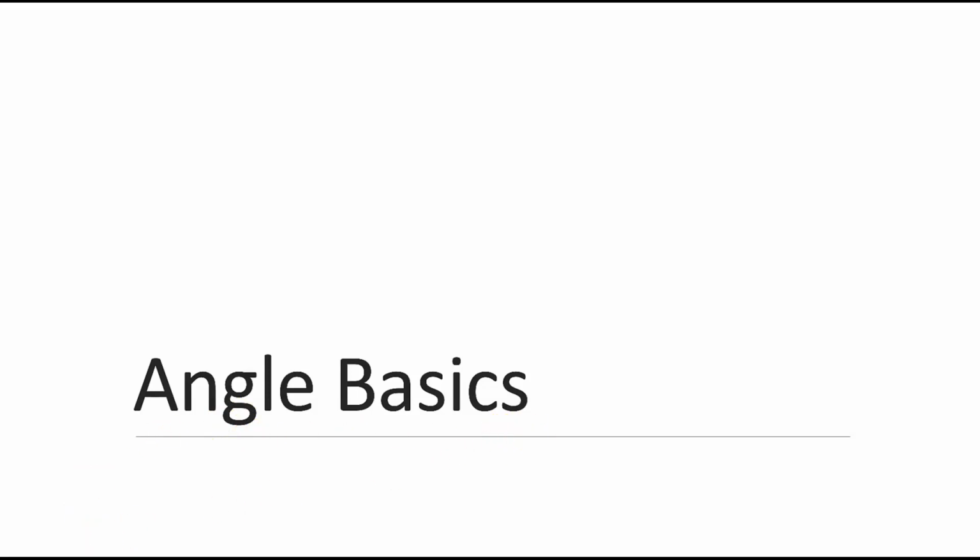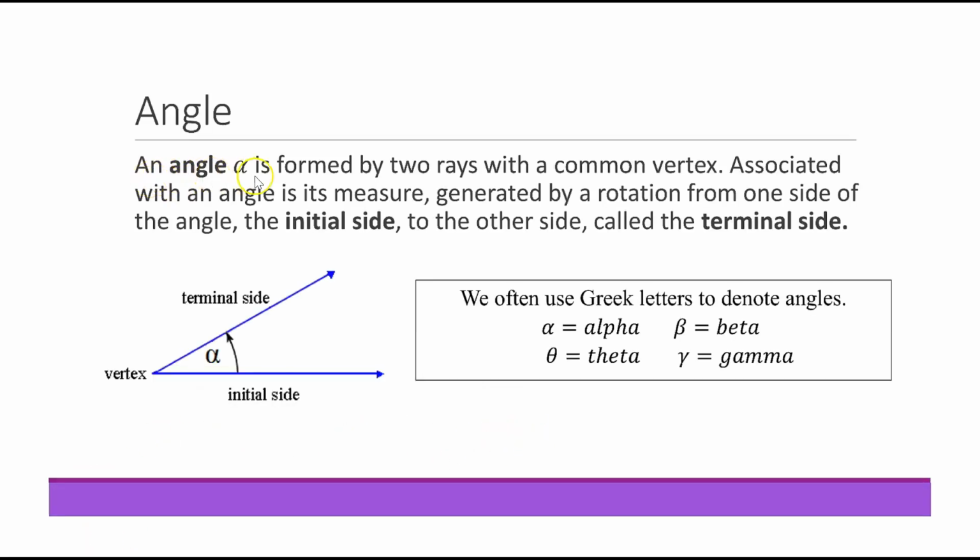Angle basics. An angle alpha is formed by two rays with a common vertex. Associated with an angle is its measure, generated by a rotation from one side of the angle, the initial side, to the other side called the terminal side. Here we have our visual representation of our angle alpha. Here's my vertex, the initial side, the terminal side, and this arrow indicates the direction of rotation.